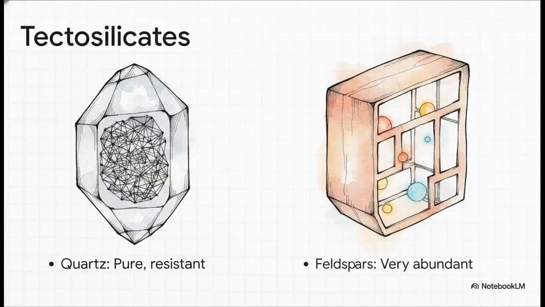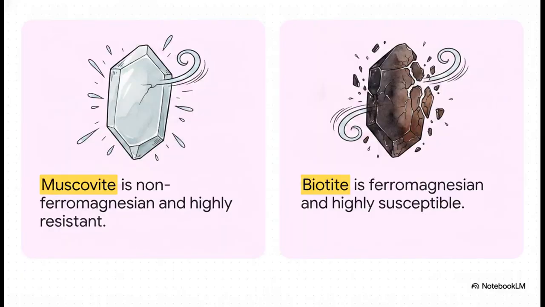Let's put the spotlight on those tectosilicates for a second, because these are the true heavyweights of the crust. Quartz has a framework that is insanely densely packed and highly pure. Because it's so tight and electrically neutral, it completely prevents substitution, making it highly resistant to weathering. Feldspars, on the other hand, have a less dense framework. They're the most abundant rock-forming minerals, and they serve as a really vital storehouse for sodium, calcium, and potassium in soils.